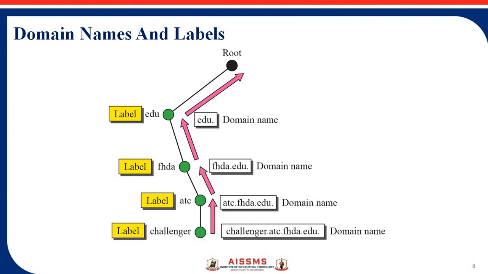Now we'll see domain names. Each node in the tree has a domain name. A full domain name is a sequence of labels separated by dots. The domain names are always read from the node up to the root. The last label is the label of the root. This means that a full domain name always ends in a null label, which means the last character is a dot, because a null string is nothing.